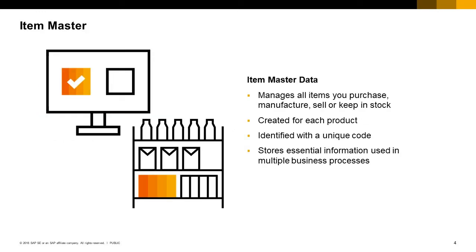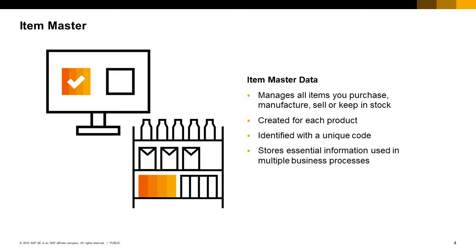SAP Business One enables you to manage all the items that you purchase, manufacture, sell, or keep in stock. The way we define what these items are and how they are handled is through the item master data record. An item master data record is created for each product and identified with a unique code. You would create an item master for a product at the level of a universal product code or a catalog number. Item master data is at the heart of almost every process in SAP Business One.